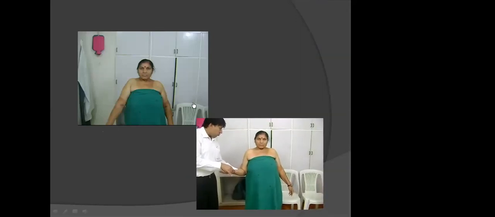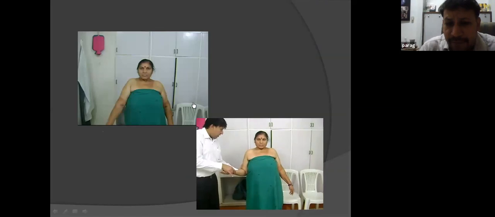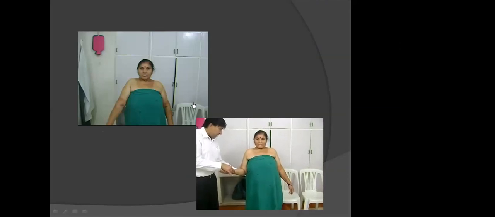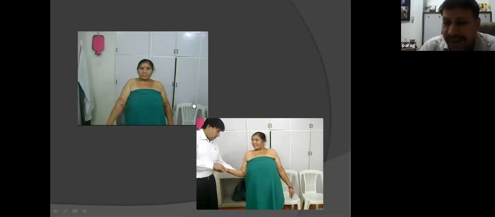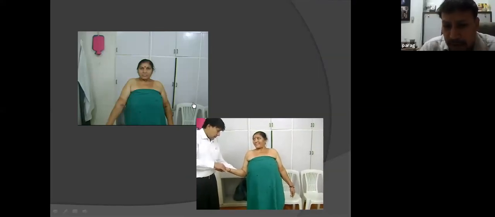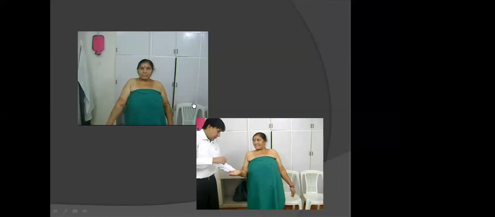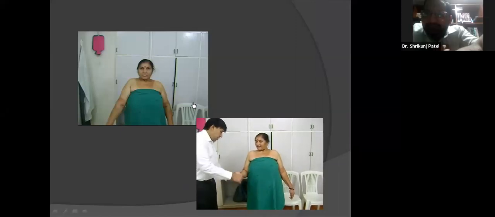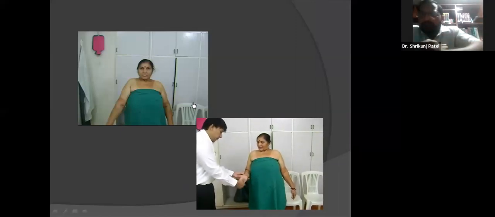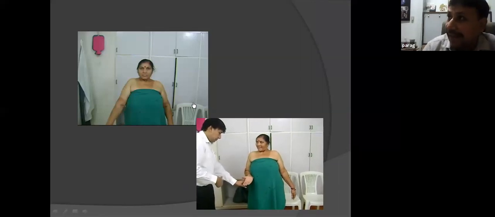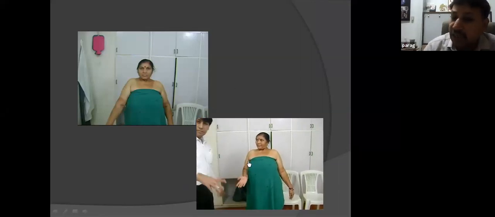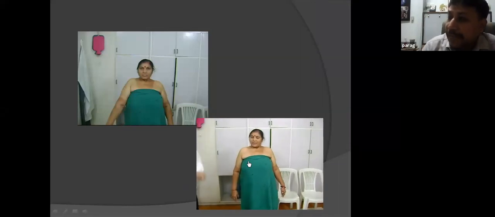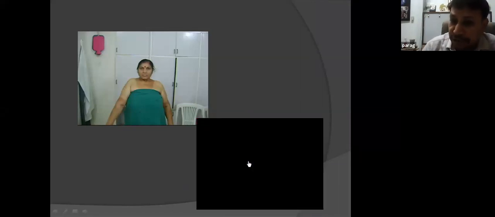Yes, sir. Okay. Now, what I am doing is I am externally rotating the arm and then leaving it. Did you see that? It just falls over. Okay. So, what is this? This is called the external rotation lag sign. The patient is not able to keep the arm in external rotation.